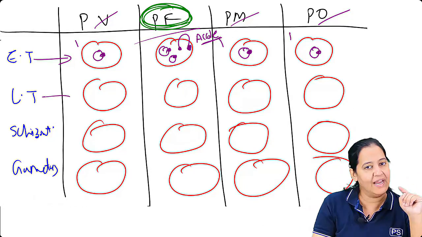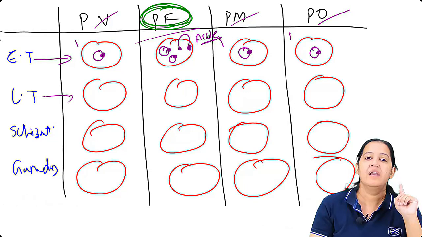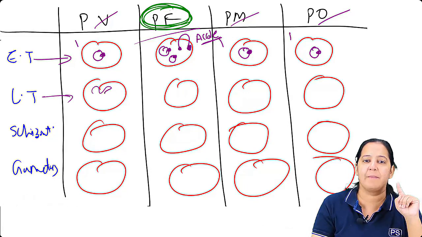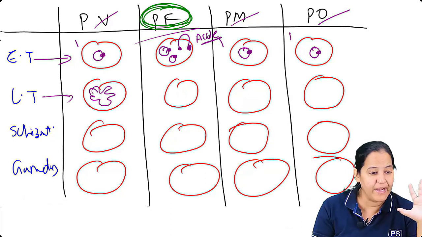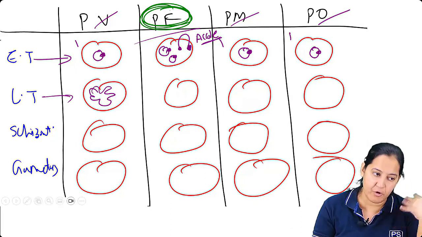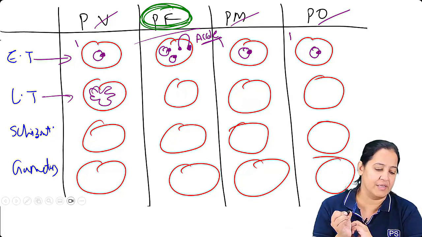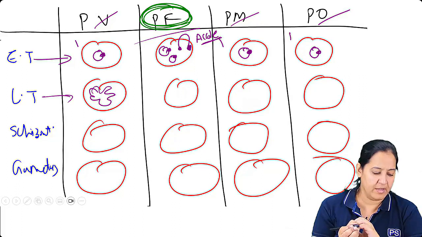Let me tell you the late trophozoite of all. In the late trophozoite, in vivax, it is amoeba shaped, the amoeboid form. I must have written it for you, you have to draw it. It is already written in your charts. Please draw. Okay.